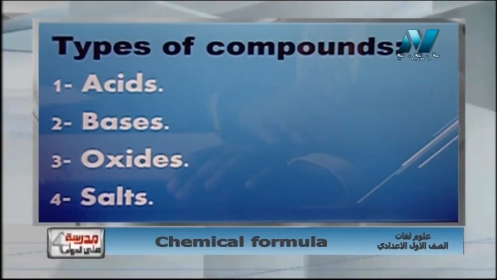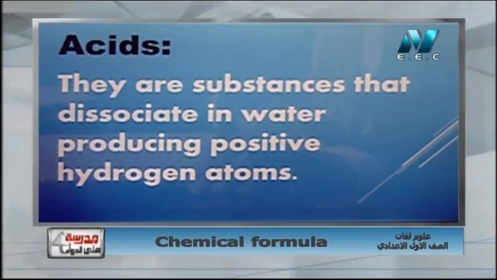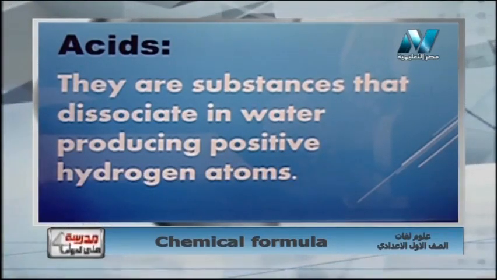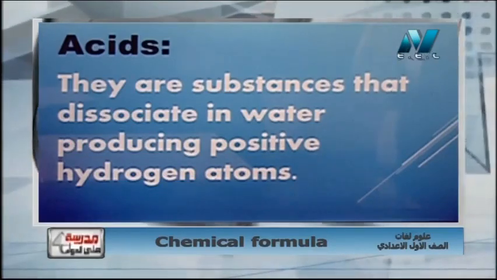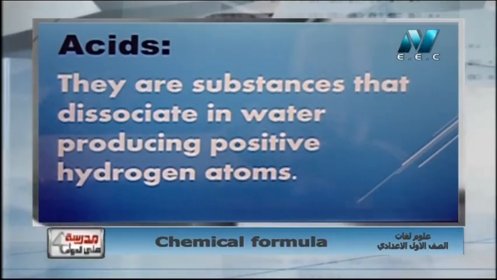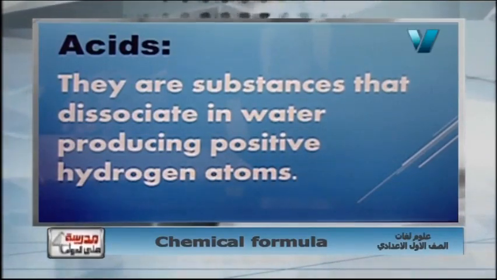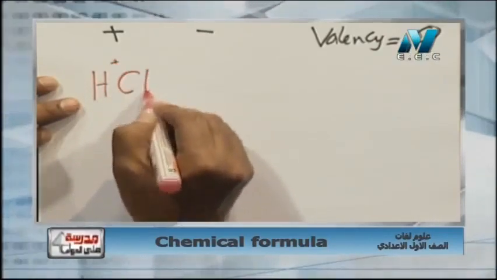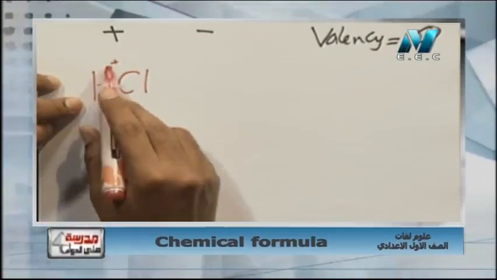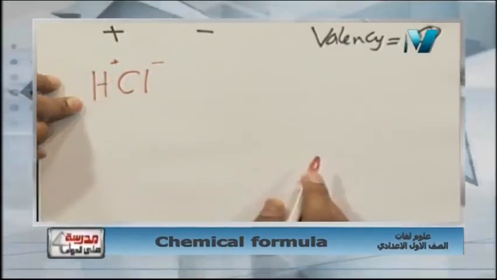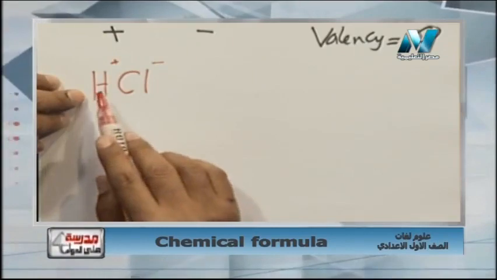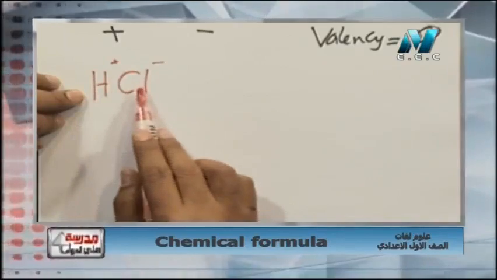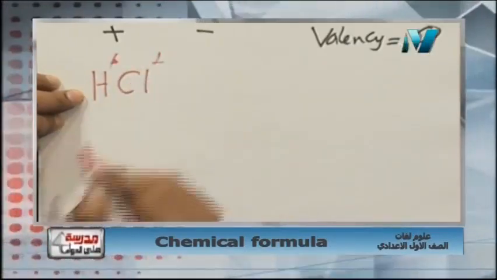Let's know each one of them. Acids. What are acids? They are substances that dissociate, here meaning dissolve, in water, producing positive hydrogen ions. Like what? Like hydrochloric acid, H capital, C capital, l small. Hydrochloric: H +1, Cl -1, so it is a compound. Why? Because it comes from a combination between positive and negative, and the valency of this compound is 0. They cancel each other.